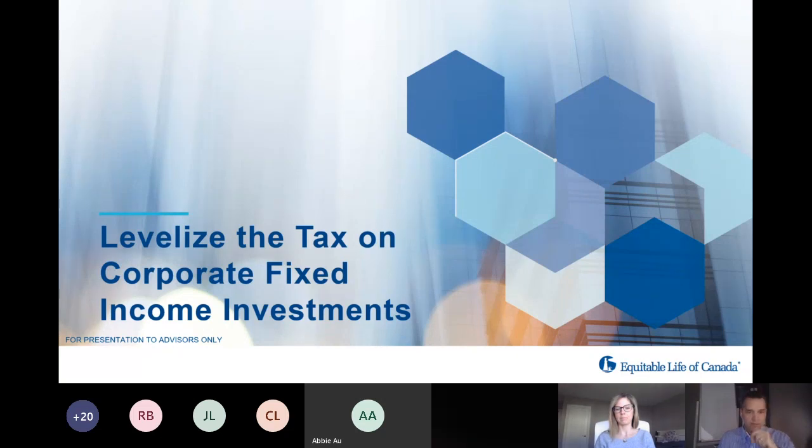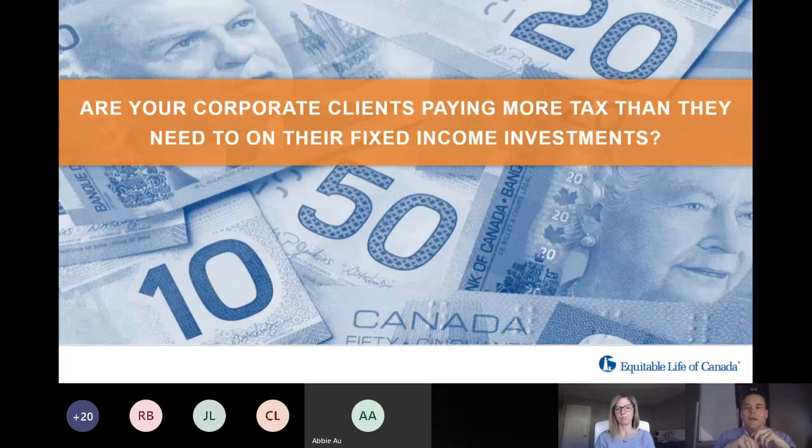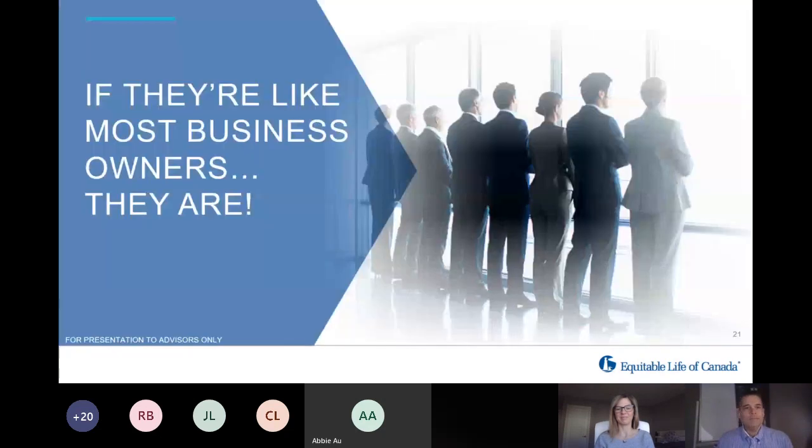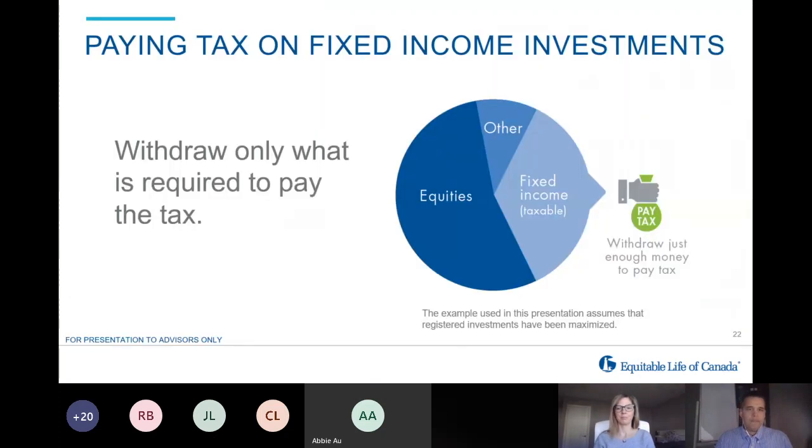So here's the idea with Levelize the Tax for corporate fixed income investments. Anybody got any clients that are paying too much in tax on their fixed income? This is good in a room, because then everybody throws up their hands, nods at me, or rolls their eyes at me. I'll take it that you did one of those three things. If they're like most business owners, they are. There's no way to get around this one.